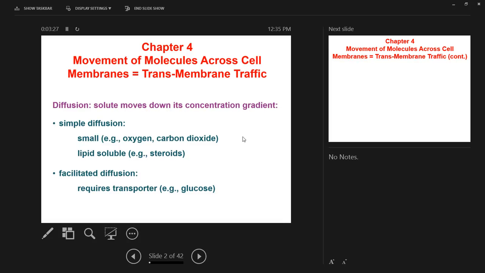Facilitated diffusion requires some kind of a transporter, like glucose. Glucose uses something called GLUT transporters, and I will write that for you. They're called GLUT transporters, and they're 1 through 7. They're not all functional. One's for basal stuff. Number 4 is the one that's activated by insulin and exercise. And then there's a bunch of other ones that exist, but they don't do anything. They are transport systems. Glucose is a large, polar, hydrophilic molecule. It cannot penetrate the cell membrane on its own. Gases can.